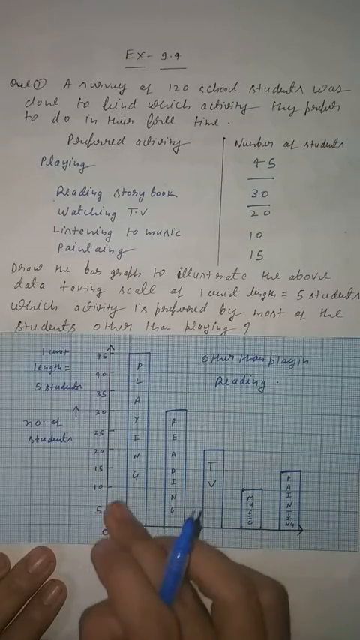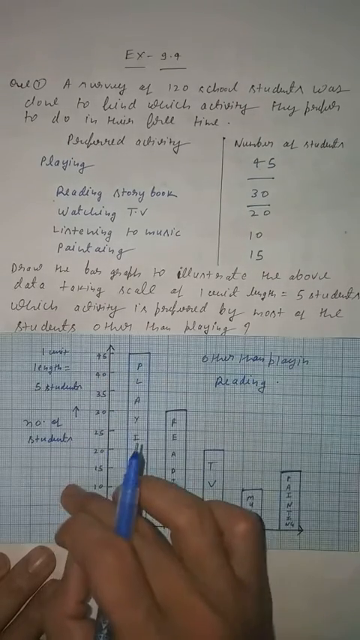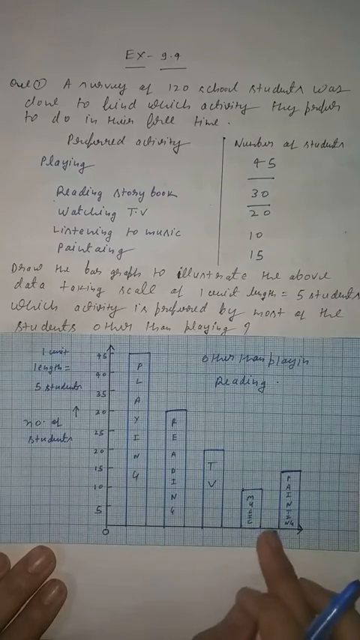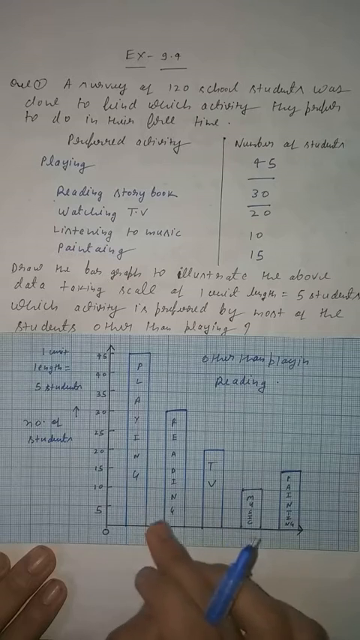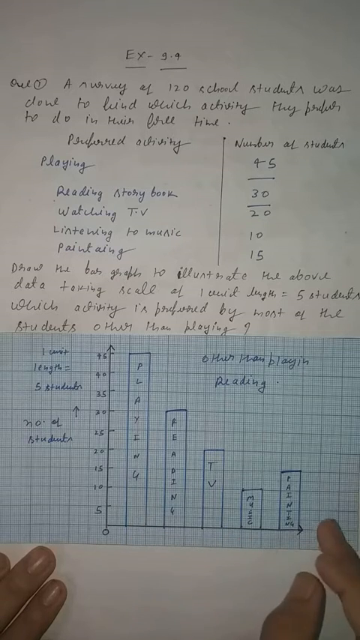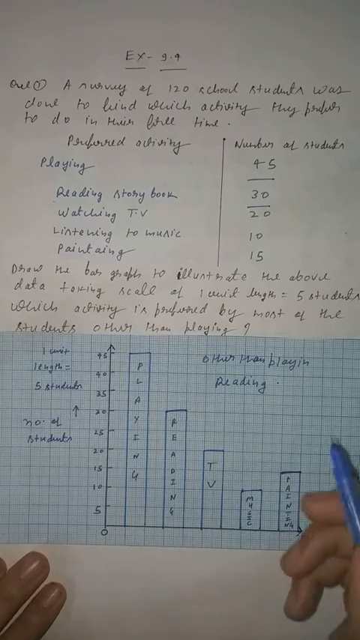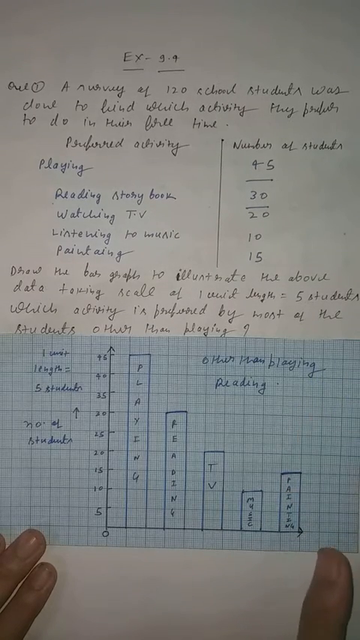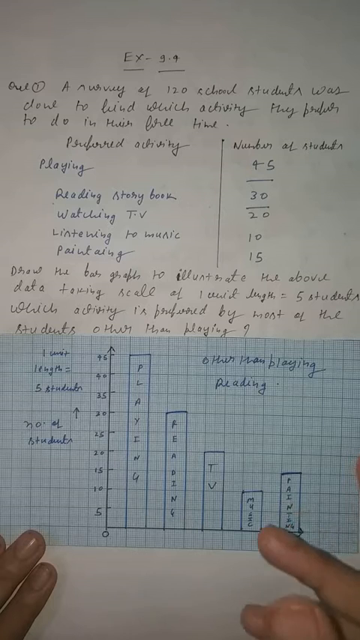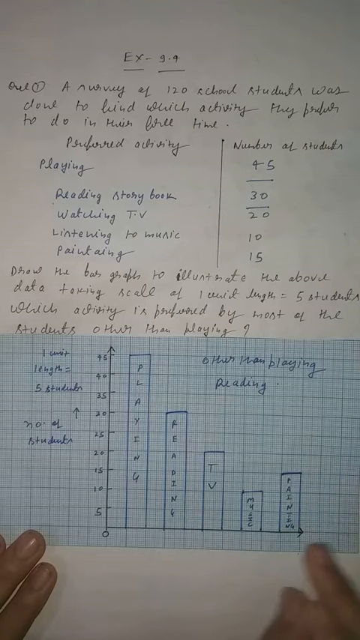Here you can see 0, 5, 10, 15. Here the number of students you can mention, here other information you can mention, and this is your x-axis, this is y-axis. Clear, student? So always use the bar graph page for making a bar graph. Don't make the bar graph directly on the copy, because in the next RS Agrawal questions also you have to do it on the bar graph page.